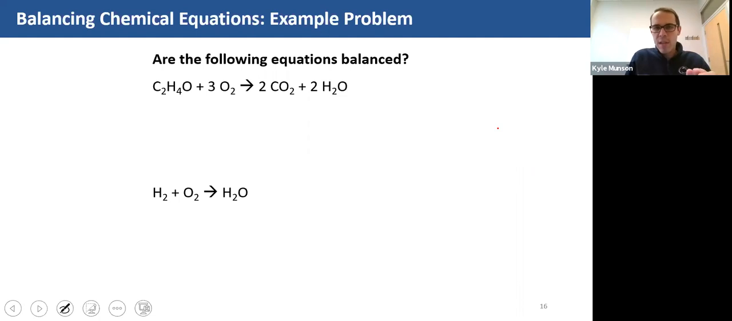So here we go. This is our first example, and then we're going to have a video coming up where we dive deeper into balancing chemical equations. Throughout the rest of this chapter, in next week's videos when they come out, we're going to do plenty of examples of balancing chemical equations. So let's ask ourselves, are the following equations balanced? Why don't you pause the video and try to answer that question for yourself. Are the following equations balanced?